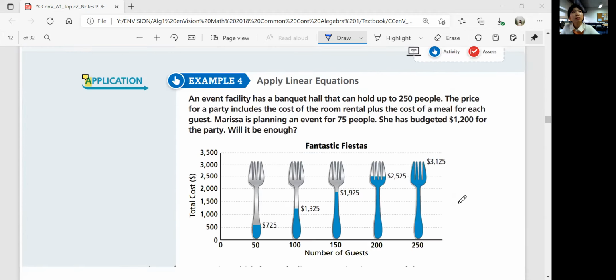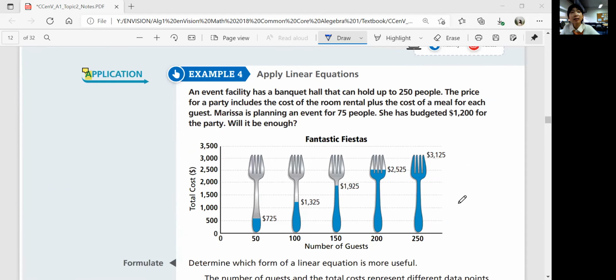All right, moving on to example 4, applying linear equations. Let's look at a real world problem. An event facility has a banquet hall that can hold up to 250 people. The price for a party includes the cost of the room rental, plus the cost of a meal for each guest. Marissa is planning an event for 75 people. She has budgeted $1,200 for the party. Will it be enough?